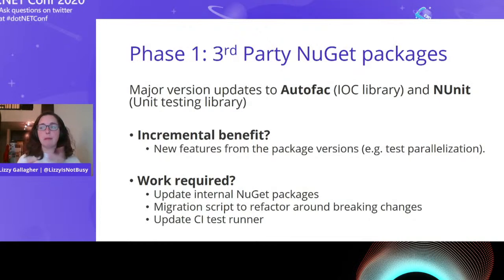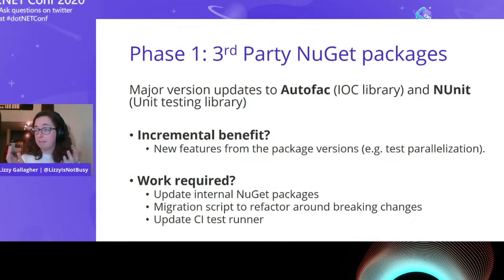This may be easier for other companies. It ended up actually being fairly simple for us because we only had two dependencies that really needed updating: AutoFac, which I love, which is our dependency injection and inversion of control library, and NUnit, which I also love, which is our unit testing library. The incremental benefit of doing these updates was that we got to use the new features of AutoFac and NUnit.